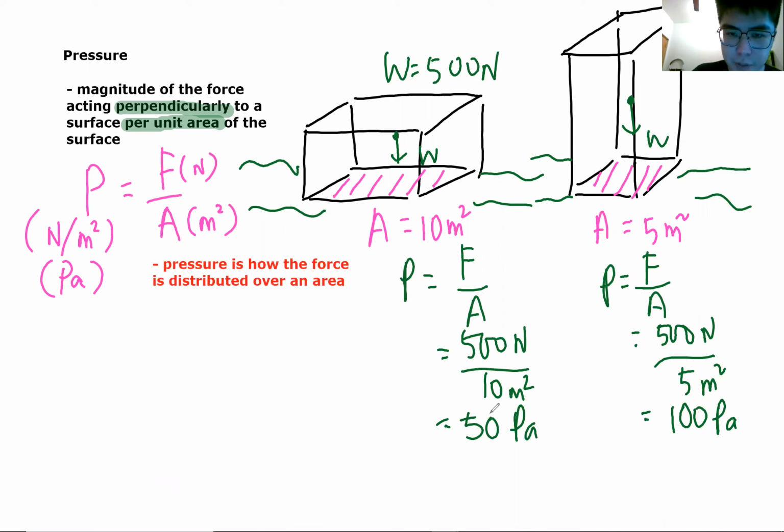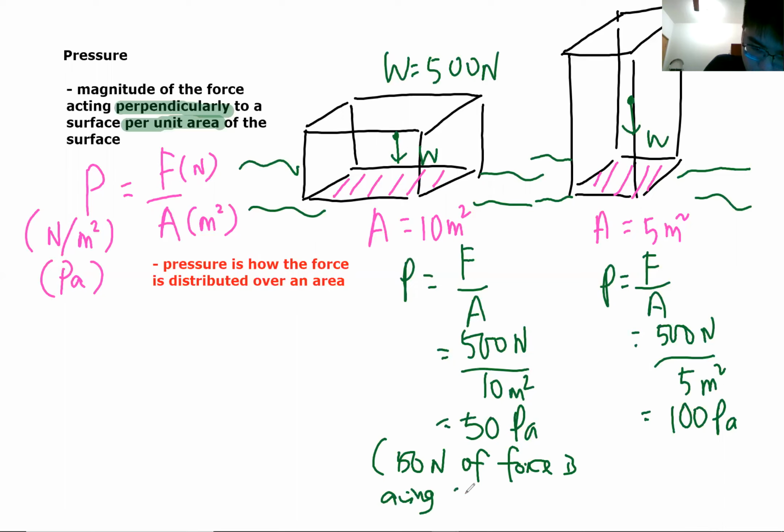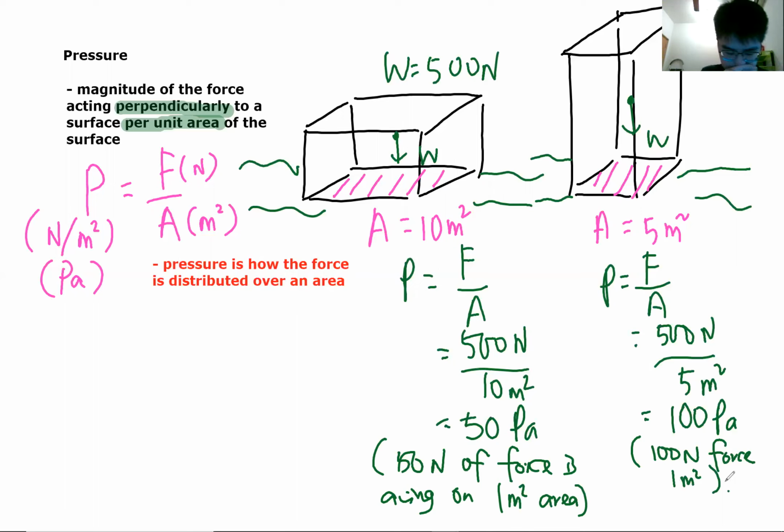So this one, the first one, you can say that this one means that 50 Newton of force is acting on 1 meter square area. All right, so this one is 100 Newton force acting on 1 meter square area. Okay, so as a result, you'll see that the first block will sink deeper.